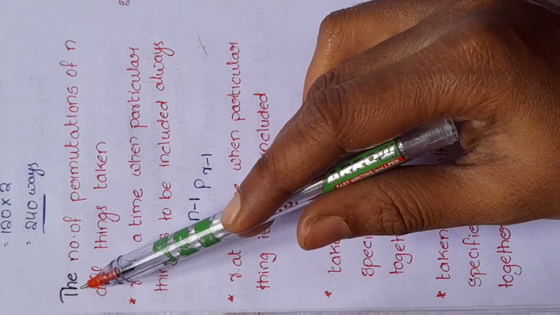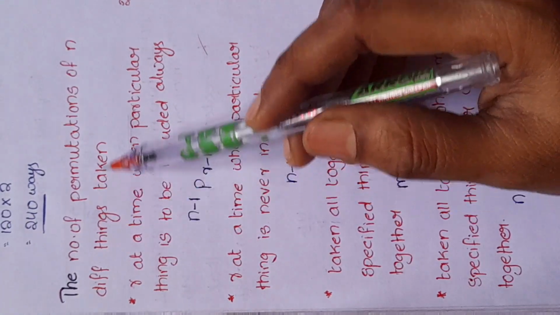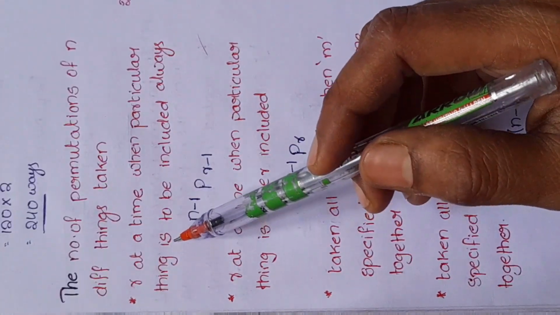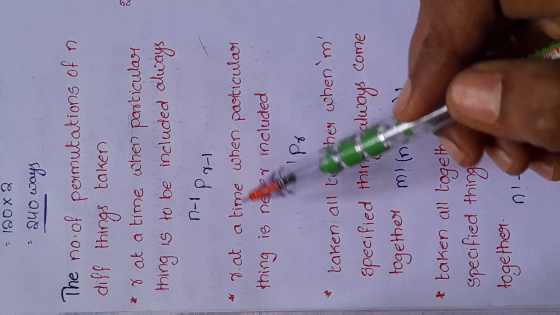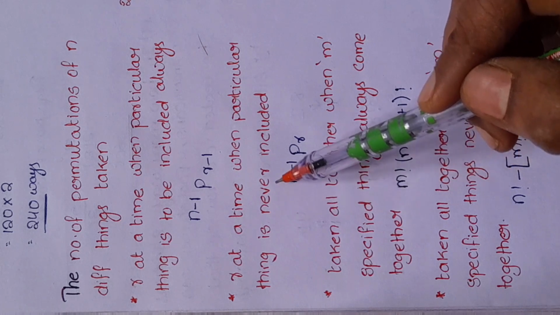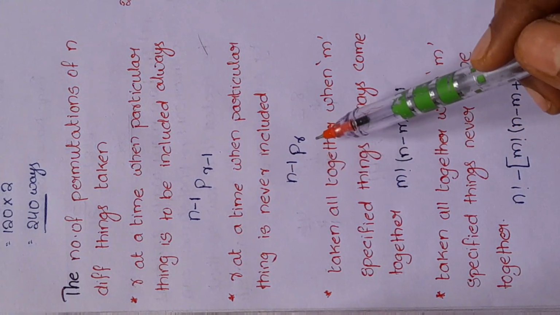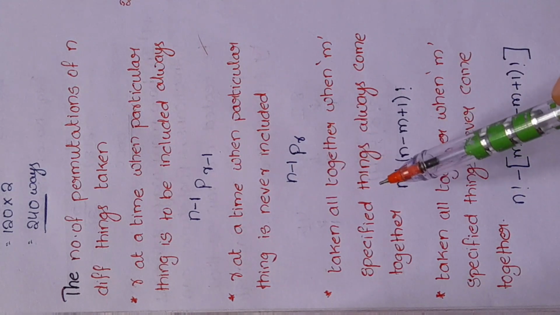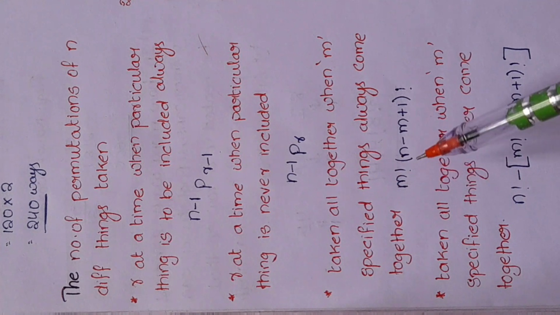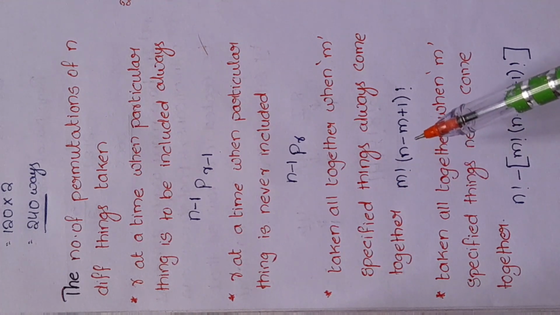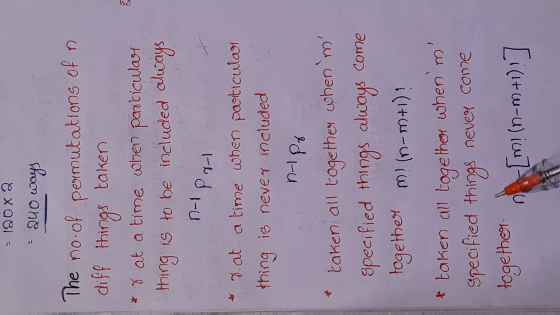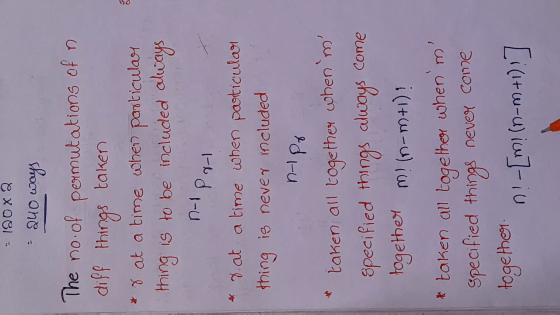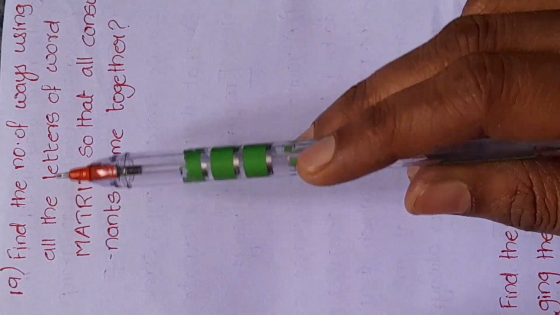Let us see some note points. The number of permutations of n different things taken r at a time when a particular thing is to be included always is n minus 1 P r minus 1. Taken r at a time when a particular thing is never included is n minus 1 P r. Taken all together when m specified things always come together is m factorial into n minus m plus 1 factorial. Taken all together when m specified things never come together is n factorial minus m factorial into n minus m plus 1 factorial.